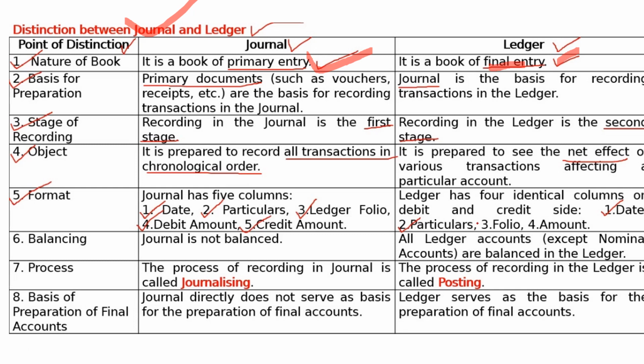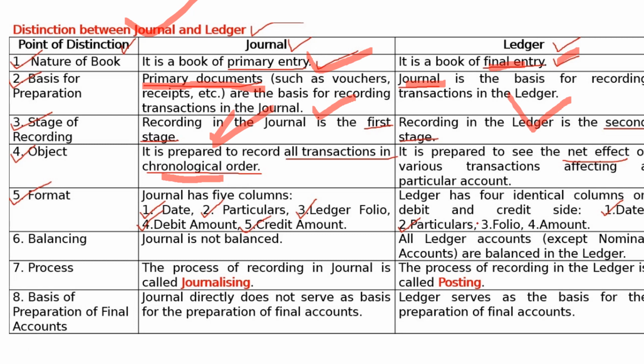Okay, now if you can see over here, what is the basis of preparing the journal? What sources do you have? You have invoices, vouchers, receipts, then your bills. They are actually evidences in preparing a journal. In case of ledger, you don't have anything, just the journal. So basically journal forms the basis of entering the transactions into the ledger. In the very first stage the transactions are recorded in the journal, and in the second stage recording is done in the ledger. Obviously whatever transactions take place, they are recorded in journal in a chronological order.